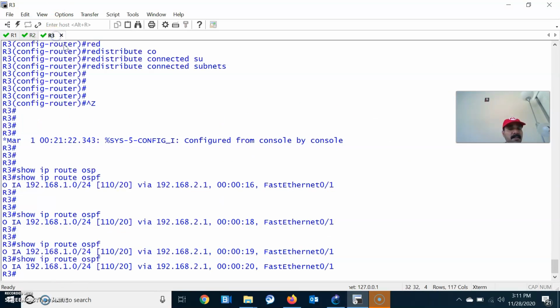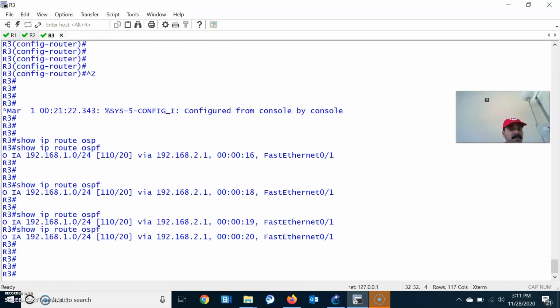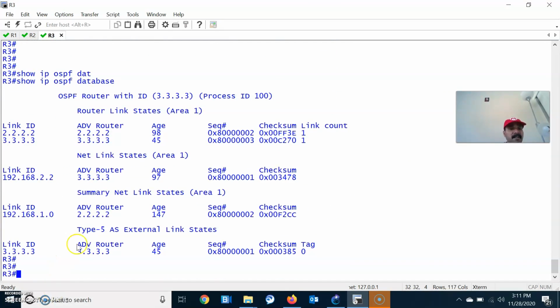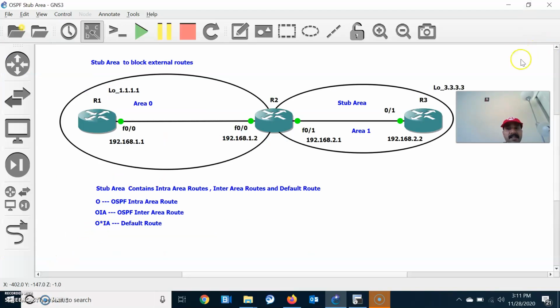So let us see in R3. It is allowing the external route. How can we see it? Show IP OSPF database. So it will show the external route, right? An external route is type 5. We call it a type 5 LSA. So it is redistributing this external route via this ASBR, right?